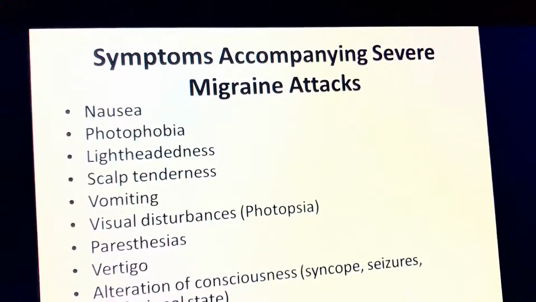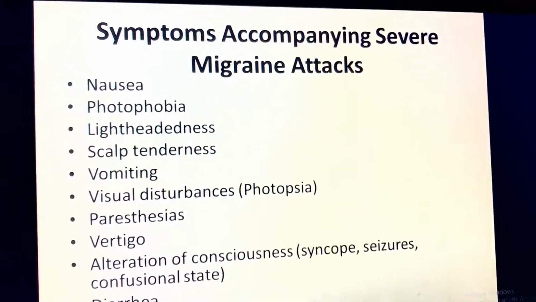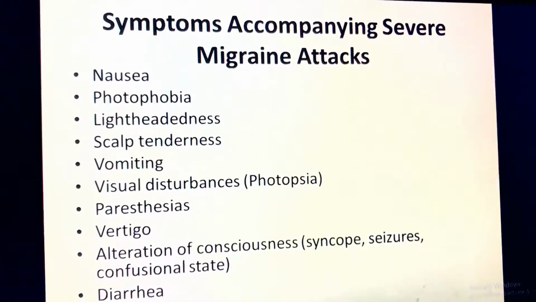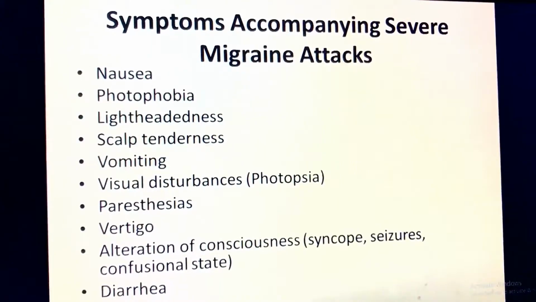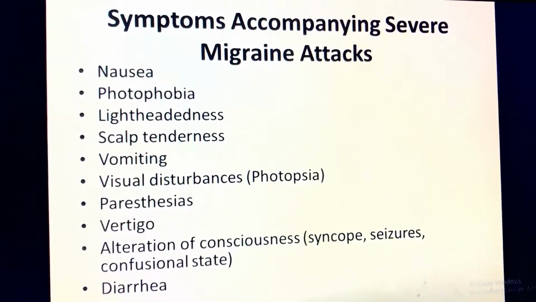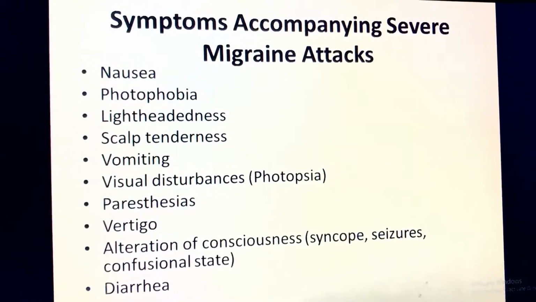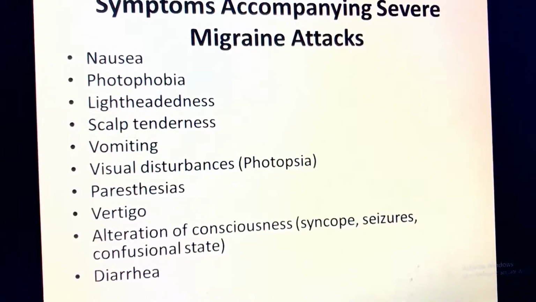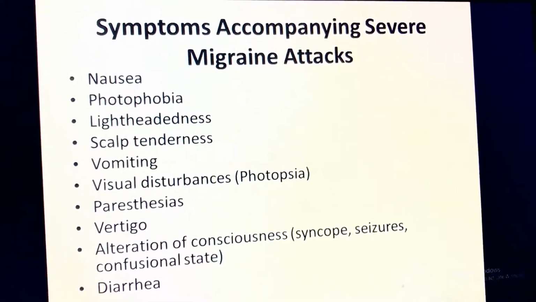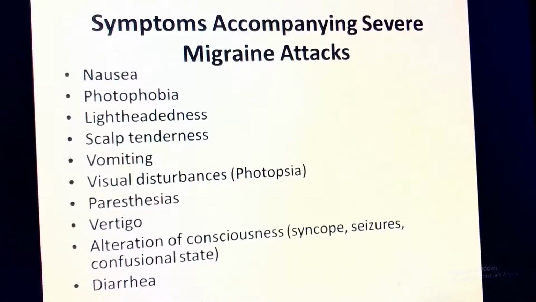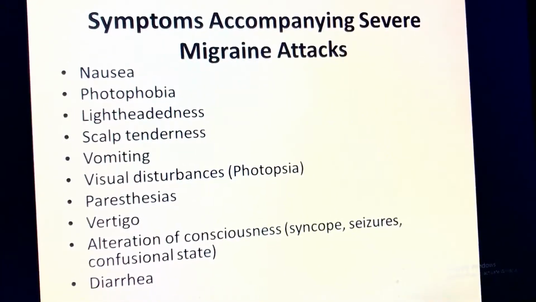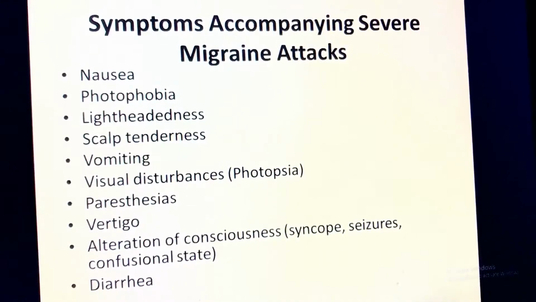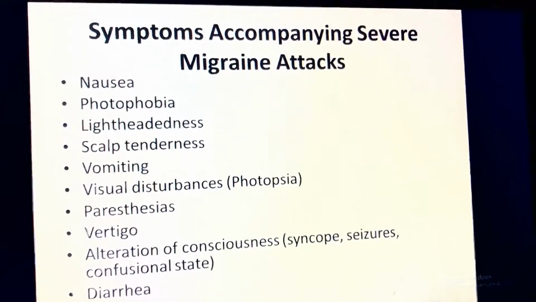The symptoms that accompany severe migraine attacks are nausea, photophobia, lightheadedness, scalp tenderness, vomiting, visual disturbance, paresthesia, vertigo, alteration of consciousness, syncope, confusional state, and diarrhea. Those are the signs that can accompany a migraine attack. If you feel headache, nausea, photophobia, lightheadedness, scalp tenderness, vomiting, and visual disturbance, while there are no other associated symptoms of secondary pathology, this will be classified as headache.